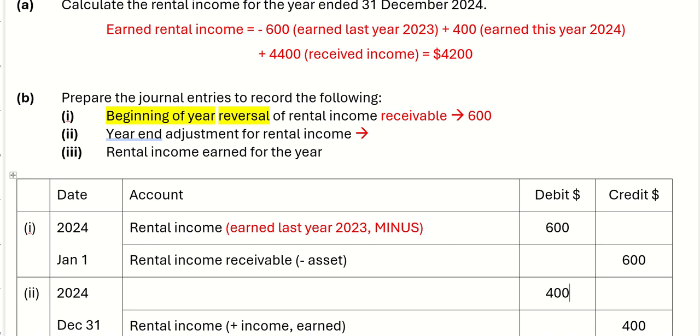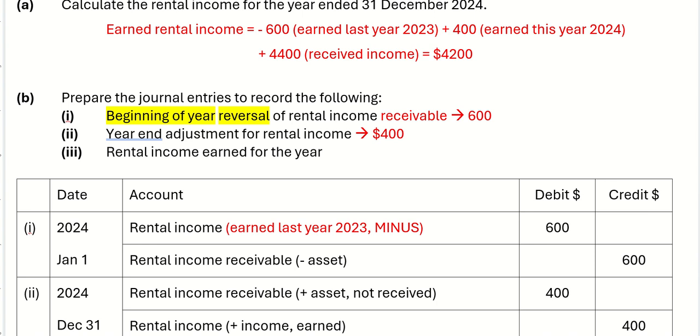What do you debit? This is not income summary, you know. Income summary is earn. For income summary, you must see the word earn, right? So this one is rental income. Receivable. You must plus an asset because not received. You will receive an asset in the future.